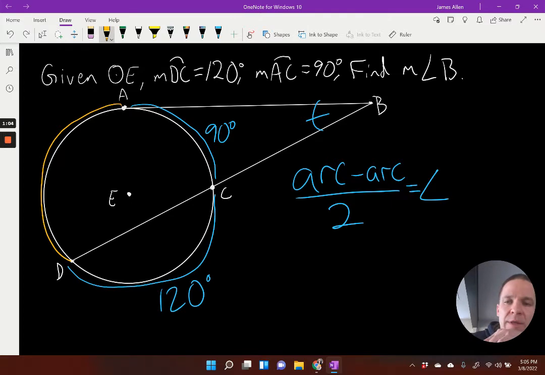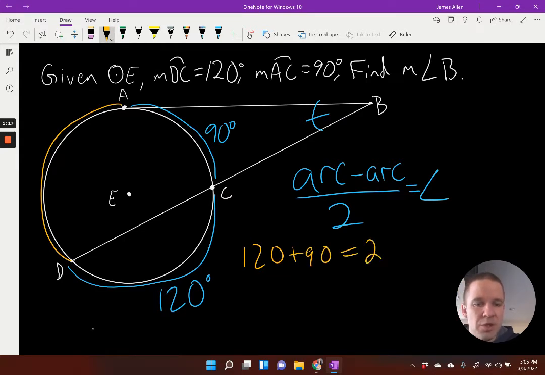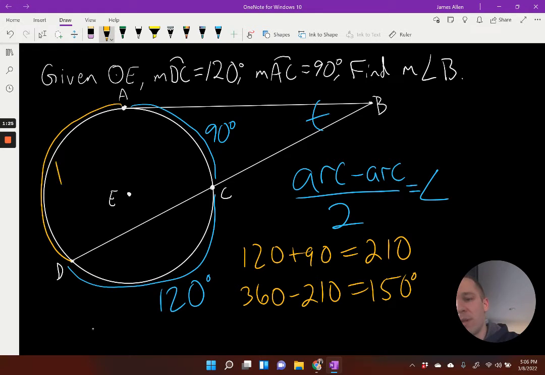Okay, let's see here. Well, how am I going to find AD? Well, I've got 2 of the arcs. I know there's 360 degrees in an entire circle. How about this? I'm going to take 120. I'm going to add 90. That gives me 210. Now, if I take 360 minus that 210, that'll tell me I have 150 degrees left in that circle. This arc is 150 degrees.